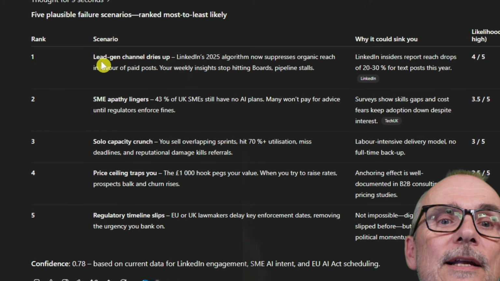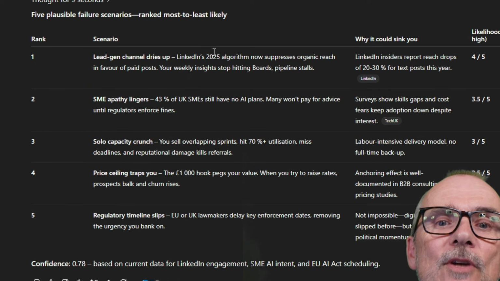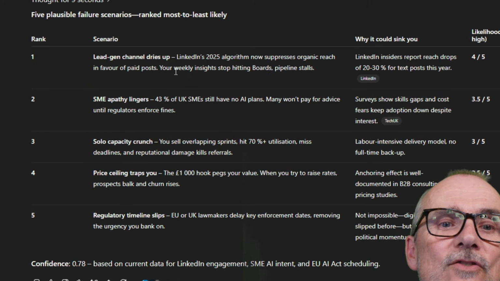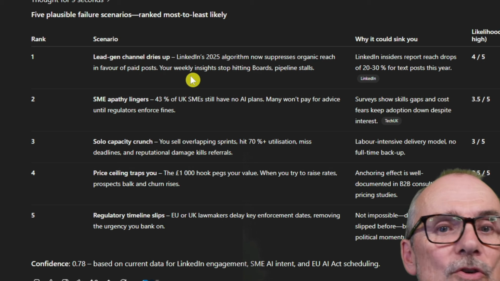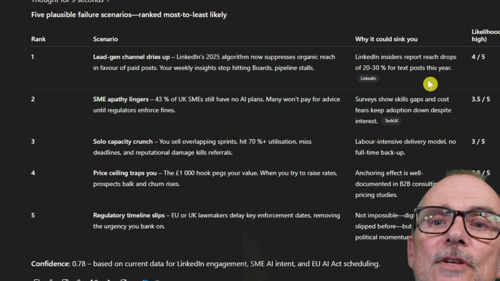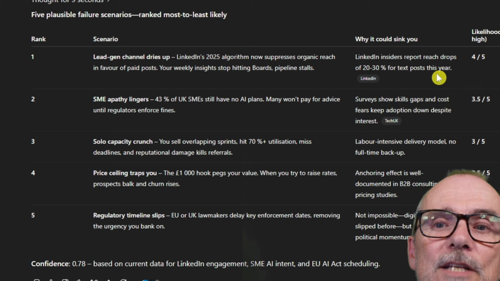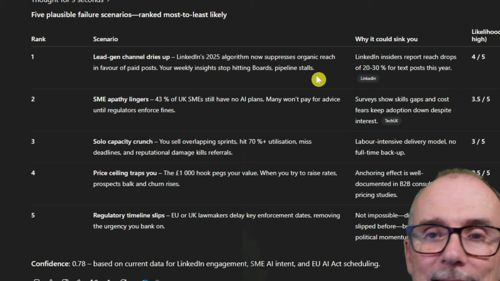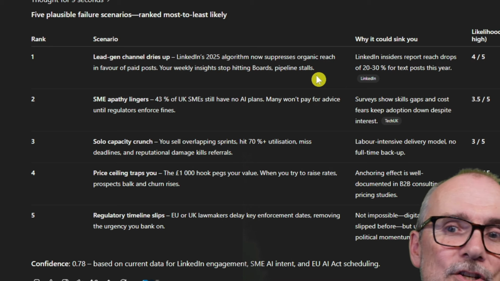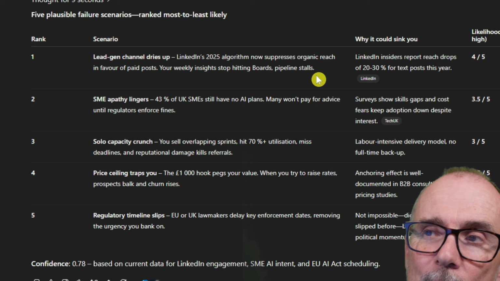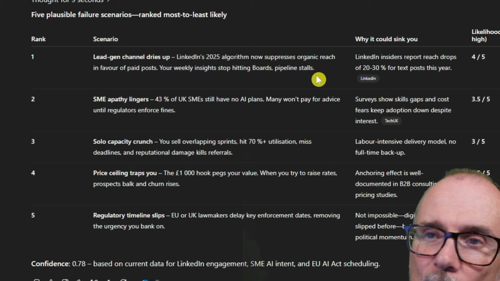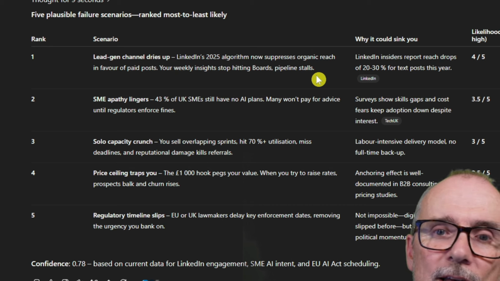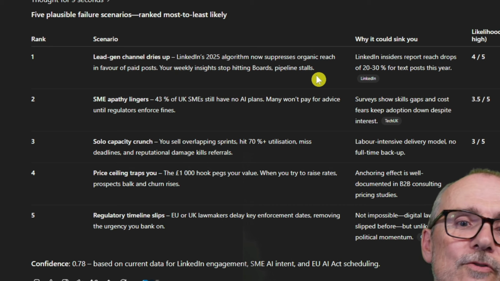Rank 1. Lead generation channel dries up. So LinkedIn suppresses organic reach in favor of paid posts. Your weekly insights stop hitting boards. LinkedIn insiders report reach drops of 20 to 30% for text posts each year. So 4 out of 5 likelihood. So I might need to reach out. I might need to use some of those other methods of getting to market. So partners, etc. Maybe the blog, those sorts of things.